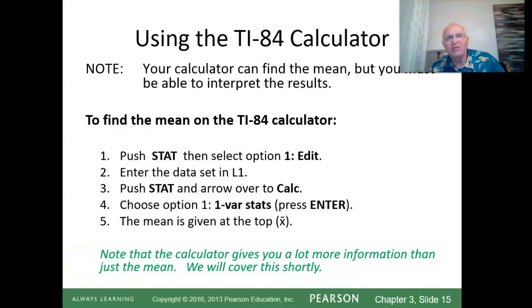We were just talking about how to get the mean out of the TI-84 calculator. You put the data into a column and push STAT, arrow over to CALC, and ask for one-variable statistics, and then it will give you the mean at the top, and that'll be shown here on the next slide.